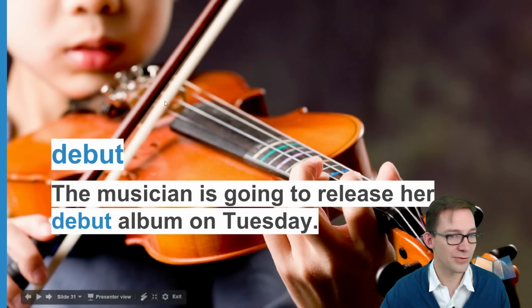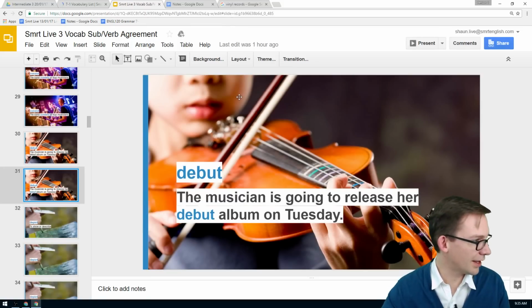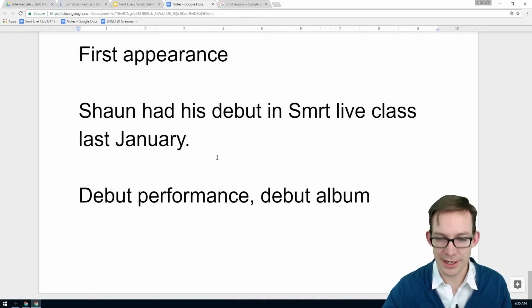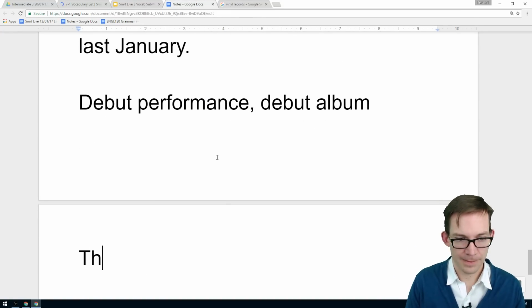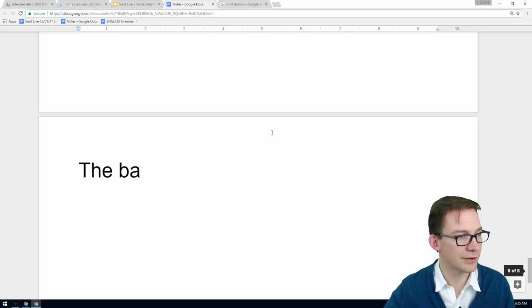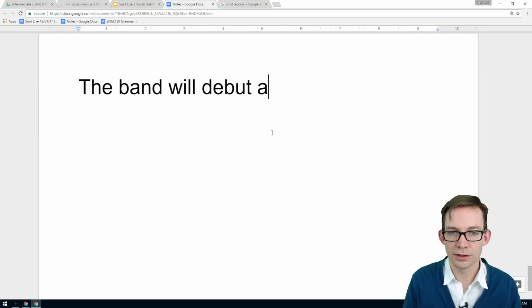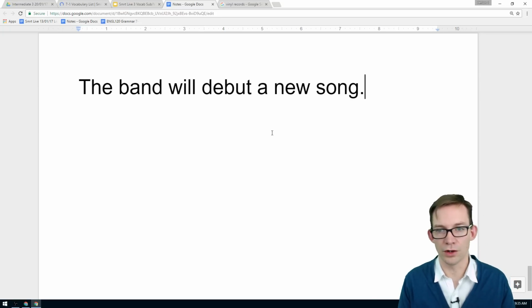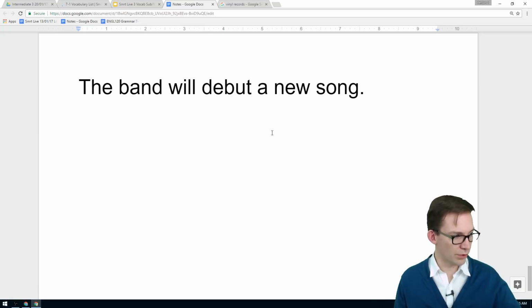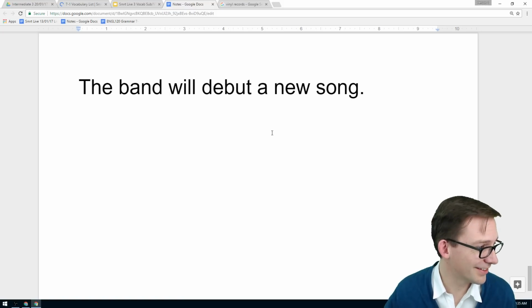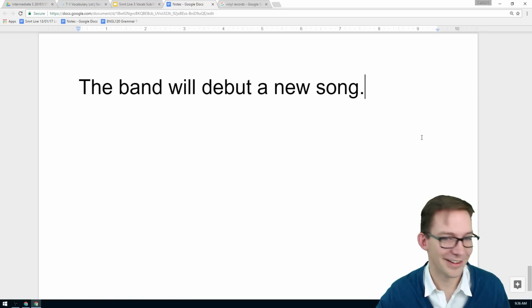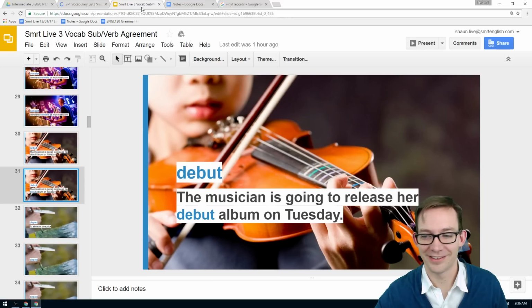The band, yeah, good one. That's a good one. Taha Jamal is saying the band, let me put that up here. The band will debut a new song, maybe at their performance. That's right, Vivek. Good. Okay.